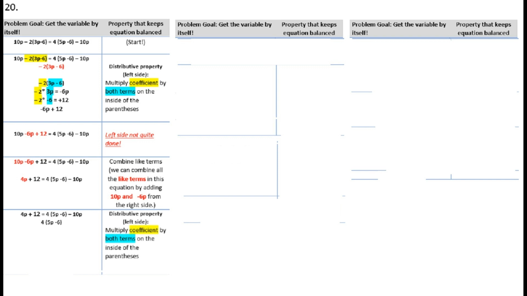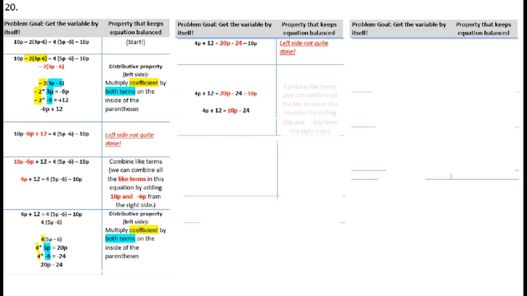Now, we've got the distributive property on the other side. So we've got to do 4 times the quantity 5p minus 6. So 4 times 5p is 20p. 4 times negative 6 is negative 24. So that distributive portion ends up being 20p minus 24. And you'll see I set it in the original equation right here. But the right side is not quite done.